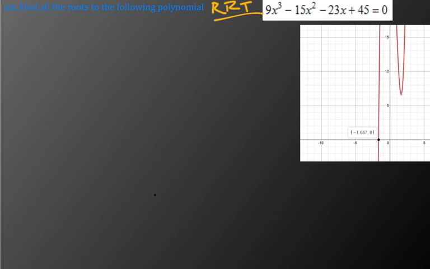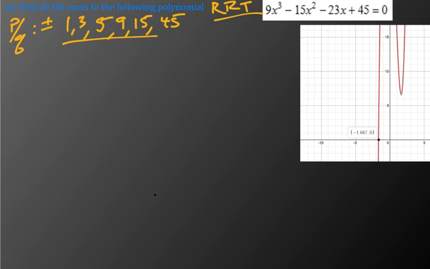So the rational root theorem, right, is the one where we have this P over Q kind of thing. And P is just the factors of 45, plus and minus factors. So you could have 3, 5, 9, 15, and 45. I don't think I skipped any. And then Q is the factors of the first term, so the 9.